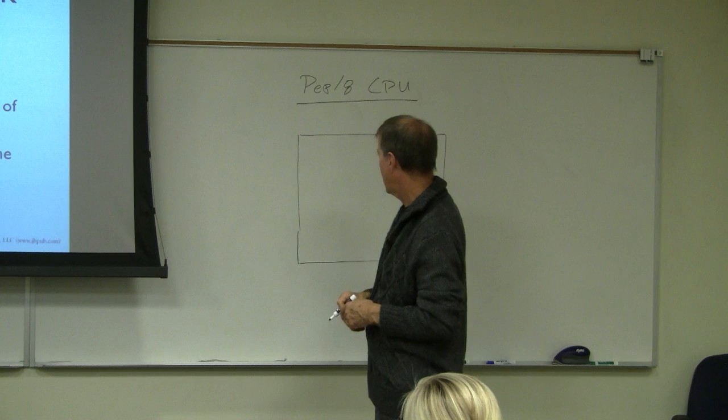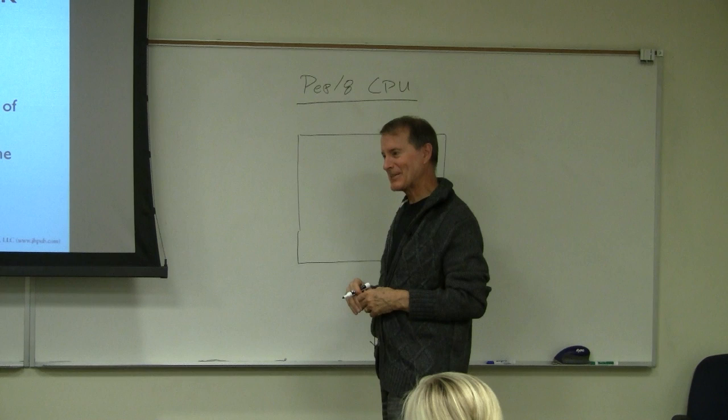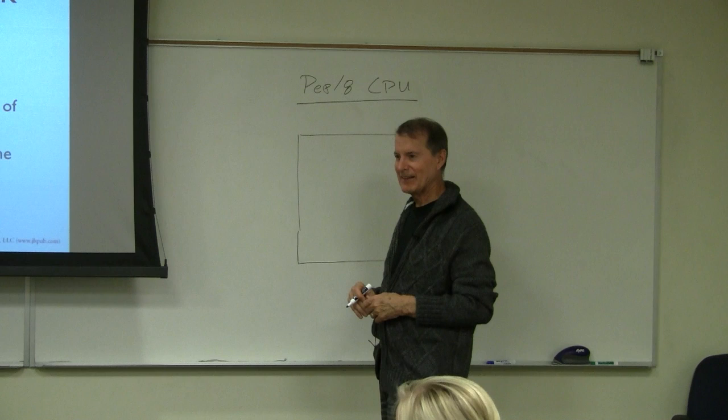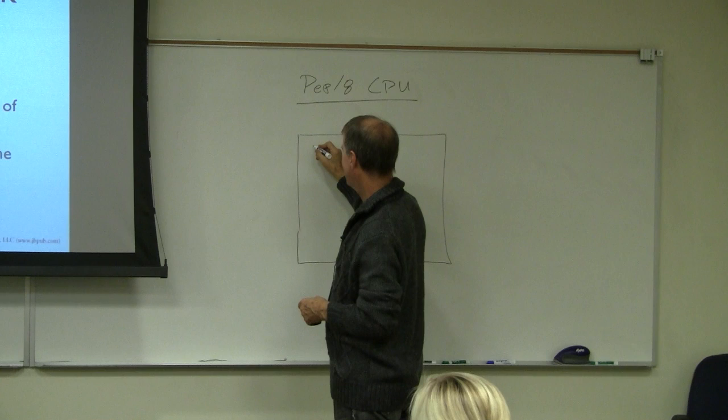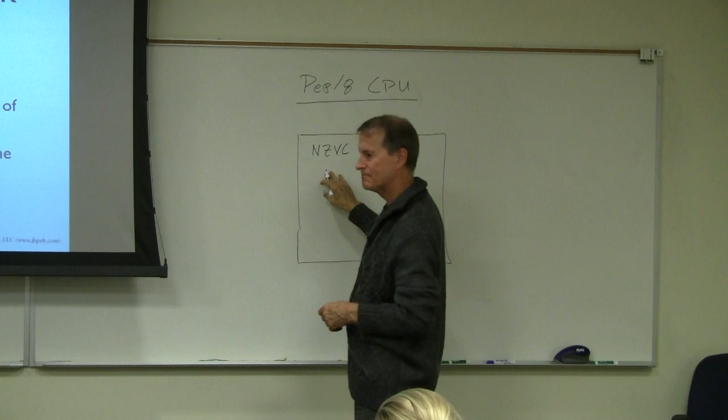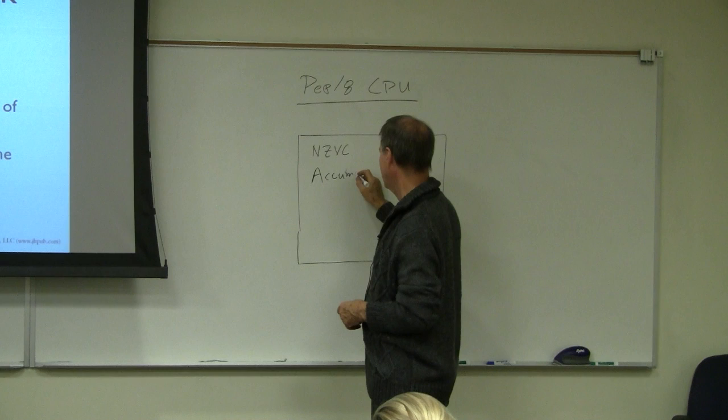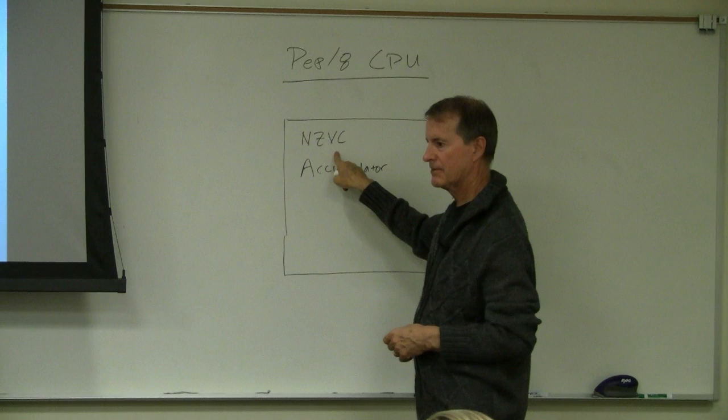Those of you who maybe are in computer systems, do you remember what's in the PEP8 CPU? Did I say you had to memorize this? I think I said you had to memorize this. Anyway. Can somebody help us out? Status bits. NZVC. Mm-hmm. Accumulator. Oh, look at you. And each one of these is one bit, right? Accumulator. What else?